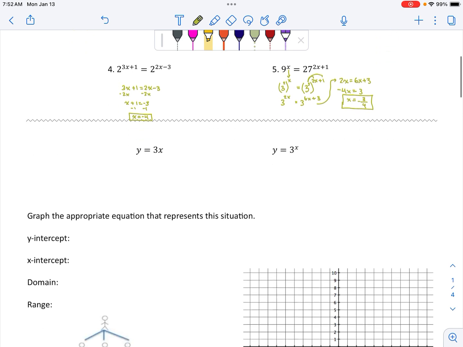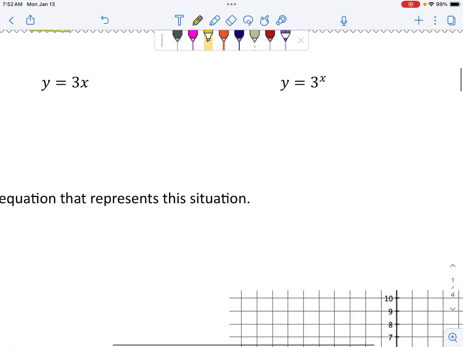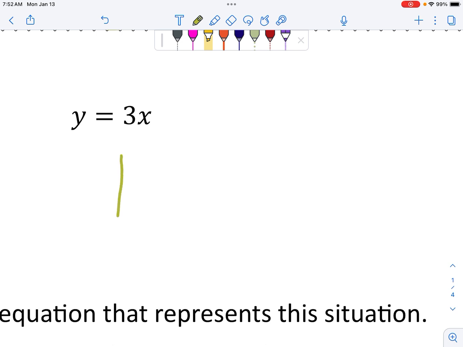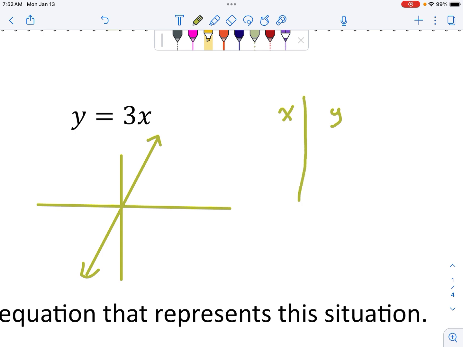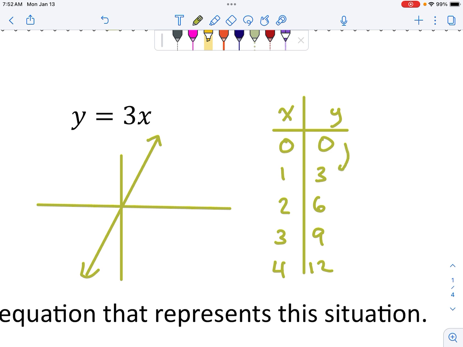All right, so we're going to look at graphing exponentials. If you had y equals 3x, that would just be linear. It would pass through the origin. And you don't have to write this down, but basically, if it's y equals 3 times x, it would be increasing by 3 each time. So plus 3, plus 3, plus 3, and plus 3.